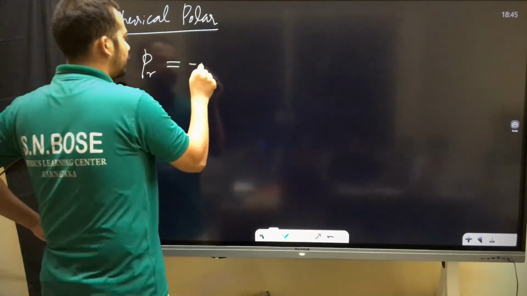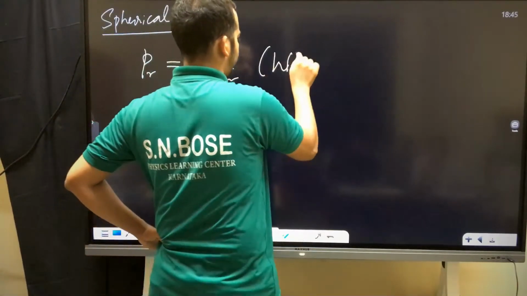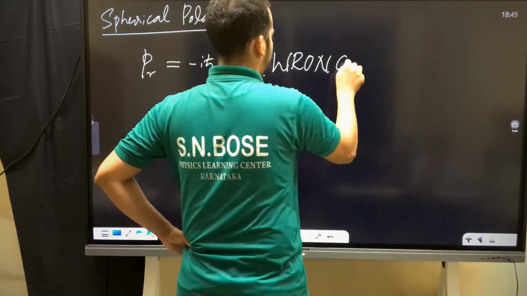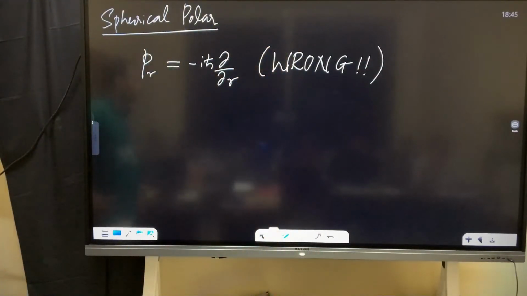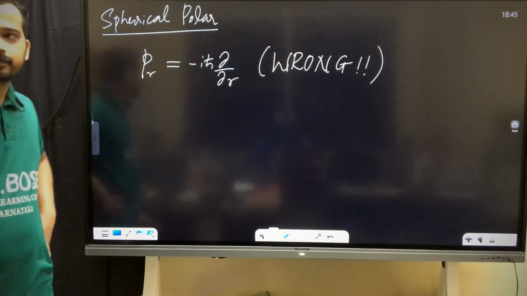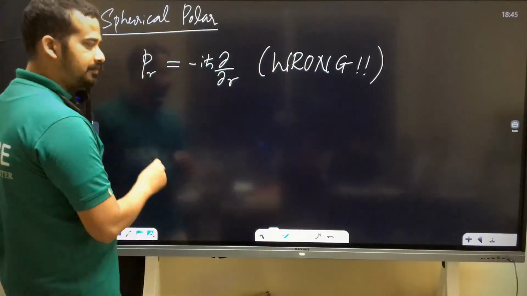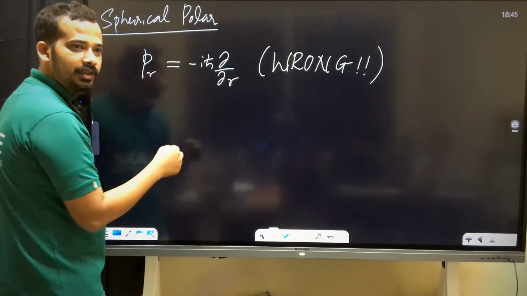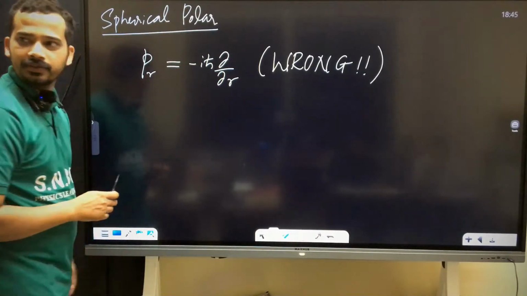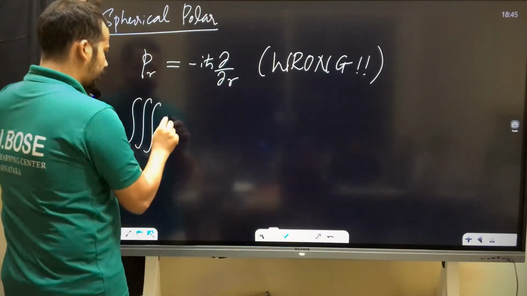Minus i h bar dou by dou r. Wrong. It won't work. It is not Hermitian at all. Can you guess why? When you do that integration by parts, something else would come to the left part actually. If you just do this one, what is this one?